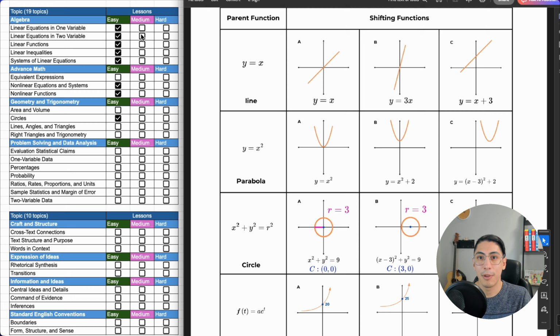So let's go ahead and look at some of the concepts that underline some of these different topics. Now, there are 29 topics on the SAT. I want to start off with the math section, and I want to jump into some of the topics that occur extremely frequently. So it's going to be algebra, advanced math, and circles. What I like about these different topics is that they actually have the same underlying concepts.